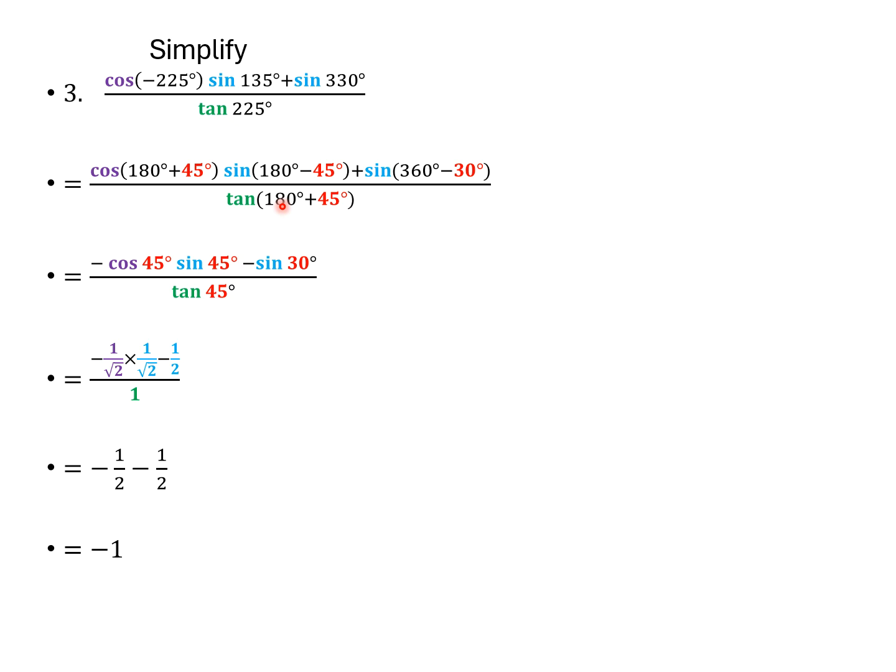And tan 180 plus 45 falls in the third quadrant where tan is positive, tan 45. Negative cos 45 gives me negative 1 over square root 2 times sine 45, which is 1 over square root 2, minus sine 30, which is half, and tan 45 divided by 1. So anything divided by 1 stays the same. So there, negative 1 times 1 gives me negative 1. Square root 2 times square root 2 gives me 2.